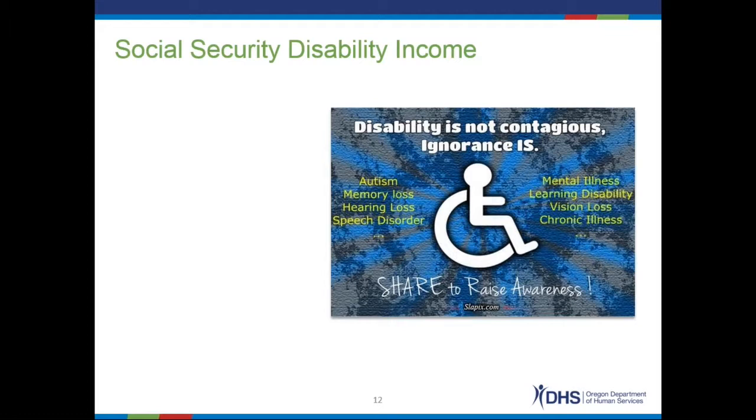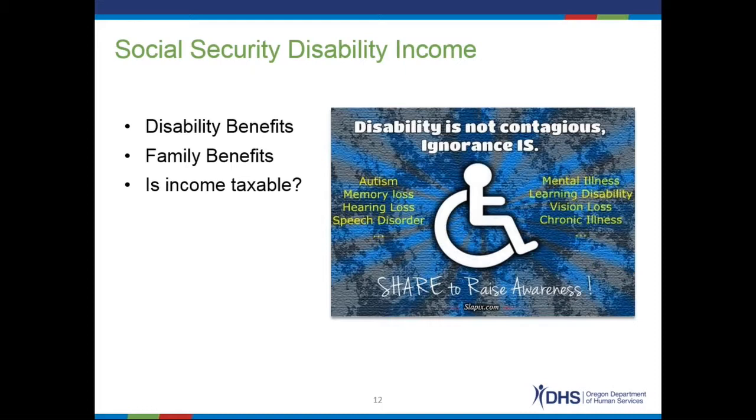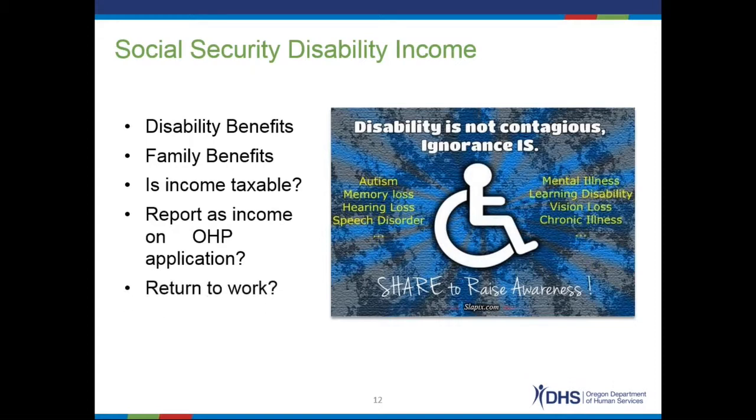Okay, let's move on to Social Security disability income. There are two parts to this. There are disability benefits for the person who is actually disabled, and there are also family benefits sometimes for the family of the disabled worker. We're going to talk about whether the income is taxable, whether we report it as income on an OHP application, and whether you can return to work and still collect SSDI, Social Security Disability Income.